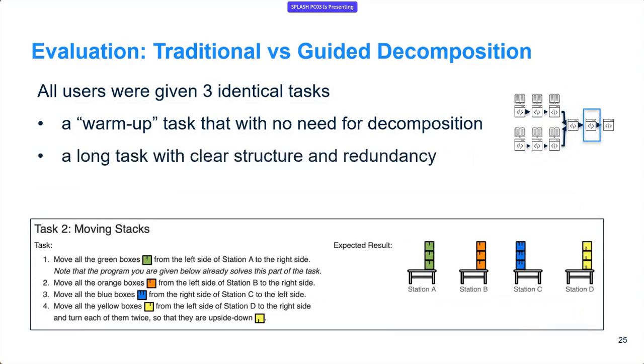because it pushes them to overcompose their programs. Then we also have a second task, which is longer and designed to be as obvious as possible, in the sense that there's a lot of redundancy and many ways you could decompose it.